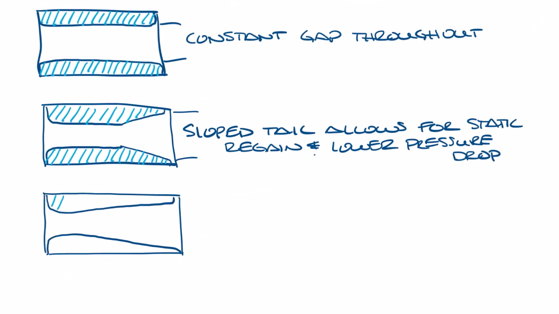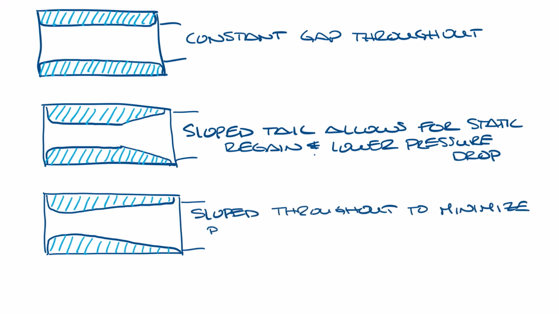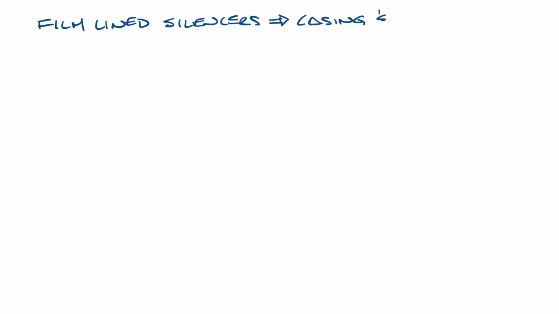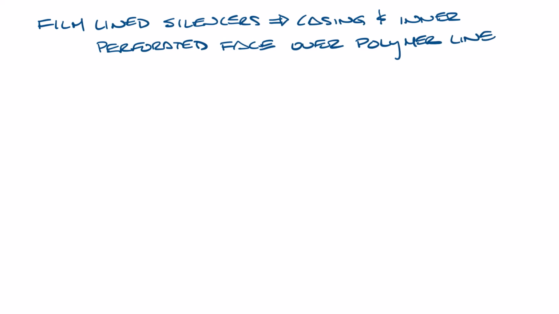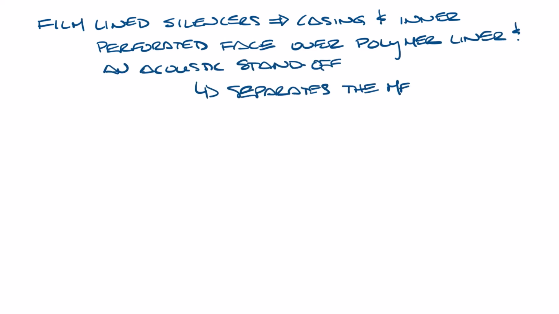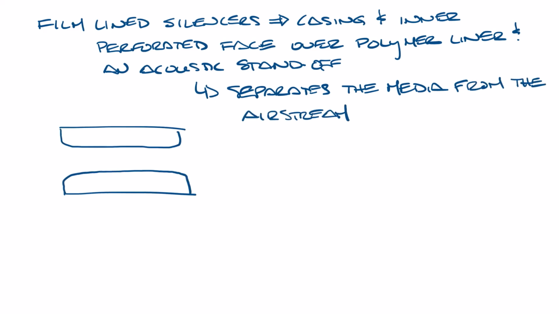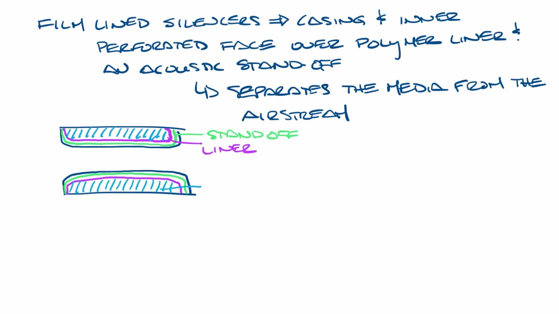You could also have something like this where it's sloped throughout, which minimizes the pressure drop that can occur at higher velocities. Let's slide it up again. Film line silencers have a casing and a perforated inner face, but inside there's a polymer liner plus an acoustic standoff between the film liner and the perforated metal that separates the acoustic media from the airstream, and it looks like this. So you have the standoff, the liner, and then the media.